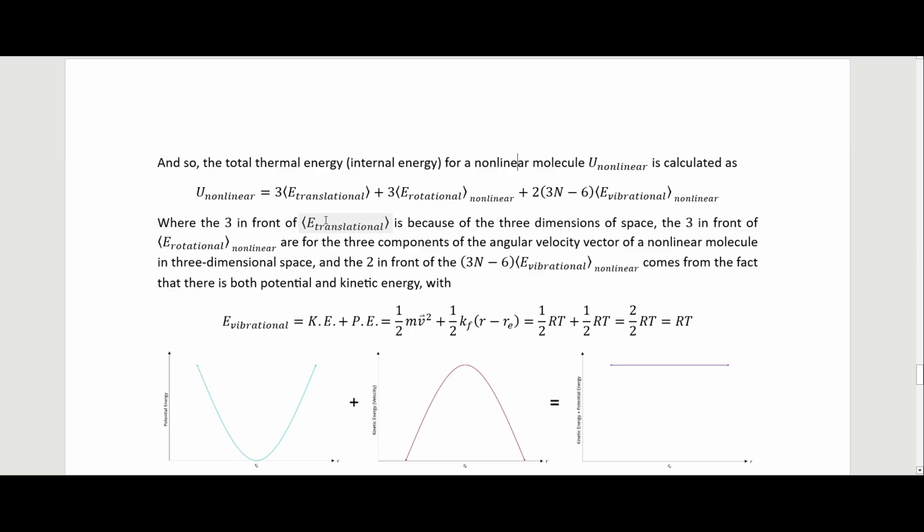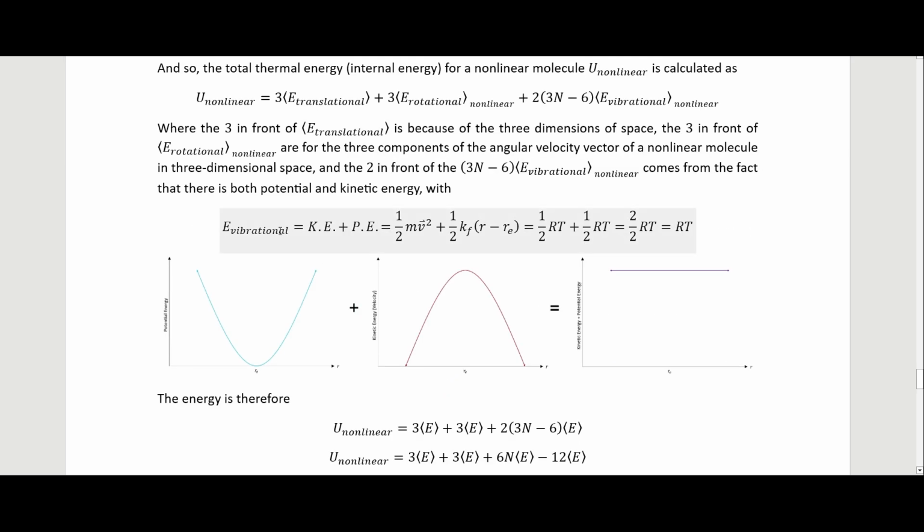Where the 3 in front of the translational energy is, again, because of the 3 dimensions of space. The 3 in front of the rotational are for the 3 components of the angular velocity vector for a nonlinear molecule in 3-dimensional space. And the 2 in front of the 3n minus 6 times the vibrational energy comes from the fact that there is both potential and kinetic energy. So the vibrational energy, like I said, is equal to the kinetic plus potential energy, which is equal to this kinetic energy right here, plus the Hooke's law right here, which is our potential, if we are modeling this as a harmonic oscillator. So that gives us the 1/2 RT plus 1/2 RT, which is 2/2 RT, which is the RT right here.